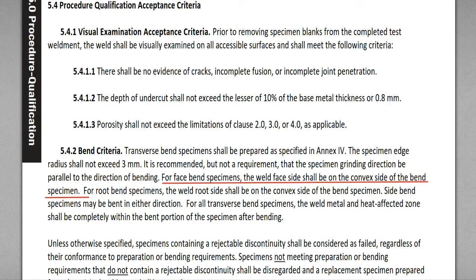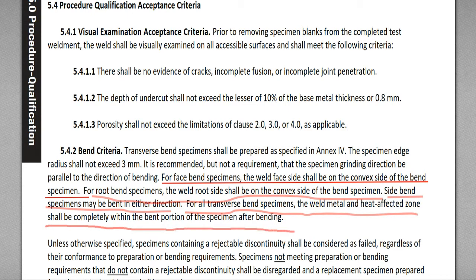For a face bend specimen, the weld face side should be on the convex side of the bend specimen. For a root bend specimen, the root side should be on the convex side of the bend specimen. Side bend specimens may be bent in either direction. For all transverse bend specimens, the weld metal and heat affected zone should be completely within the bent portion of the specimen after bending. I'm going to show you what it means.